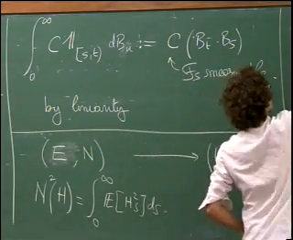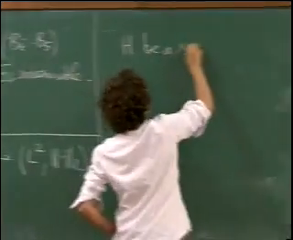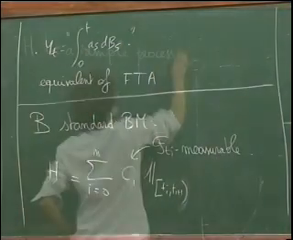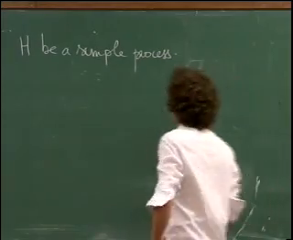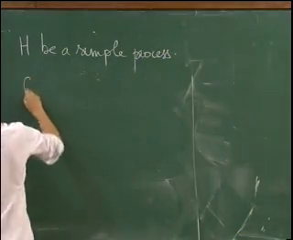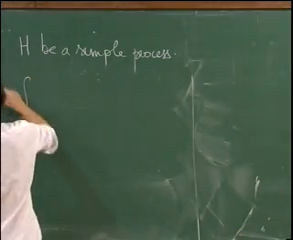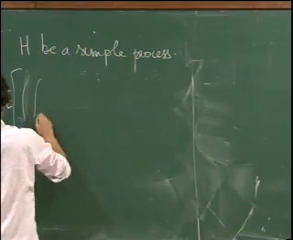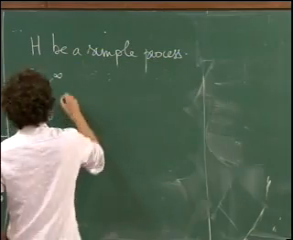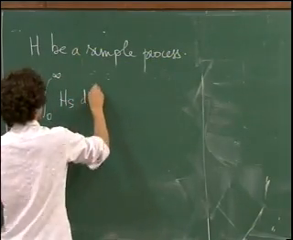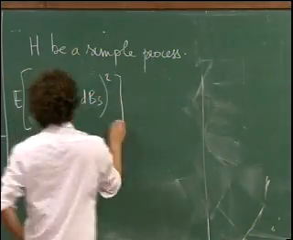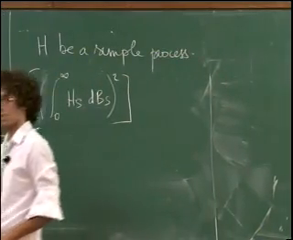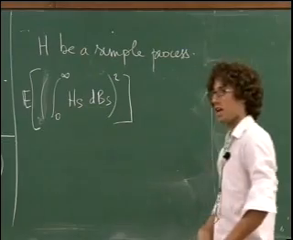So let's take H be a simple process. I want to compute the integral. So I want to compute the expected value of the integral between, say, 0 and infinity of h of s dBs squared. So this is a norm squared, and I want to prove that that's equal to this. OK? Yes?